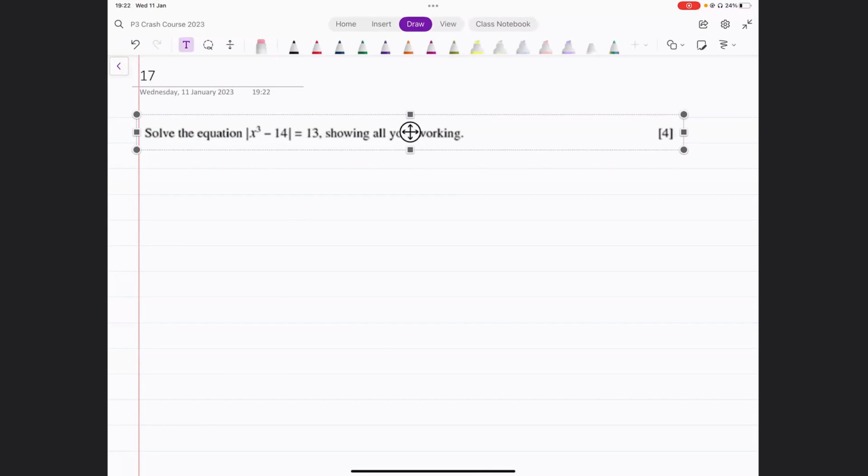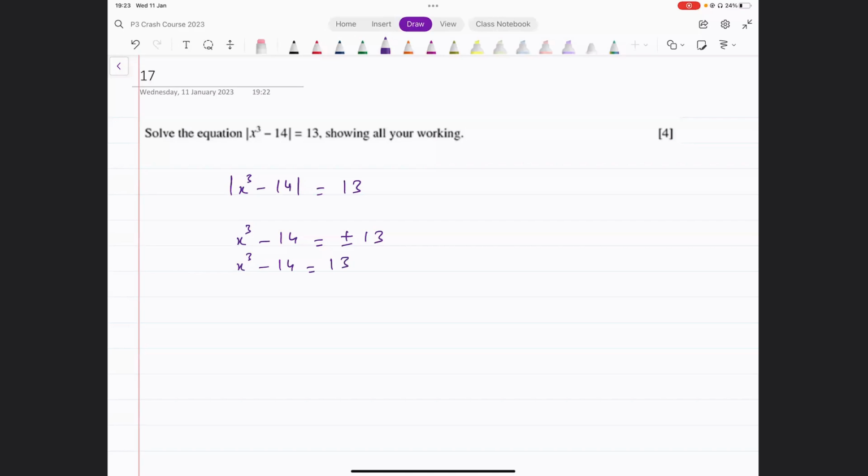All right, this is question number 17 from the worksheet. Let's try this. It's an equation. It's going to be pretty straightforward. A modulus of x cube minus 14 equals 13. Now, how do we solve equations that involve the modulus sign? How do we start? We remove the modulus sign and put plus minus on any one of the two sides. Let's say I put plus minus on the right side. Now that gives me two equations. One is x cube minus 14 equals 13, or x cube minus 14 equals minus 13.